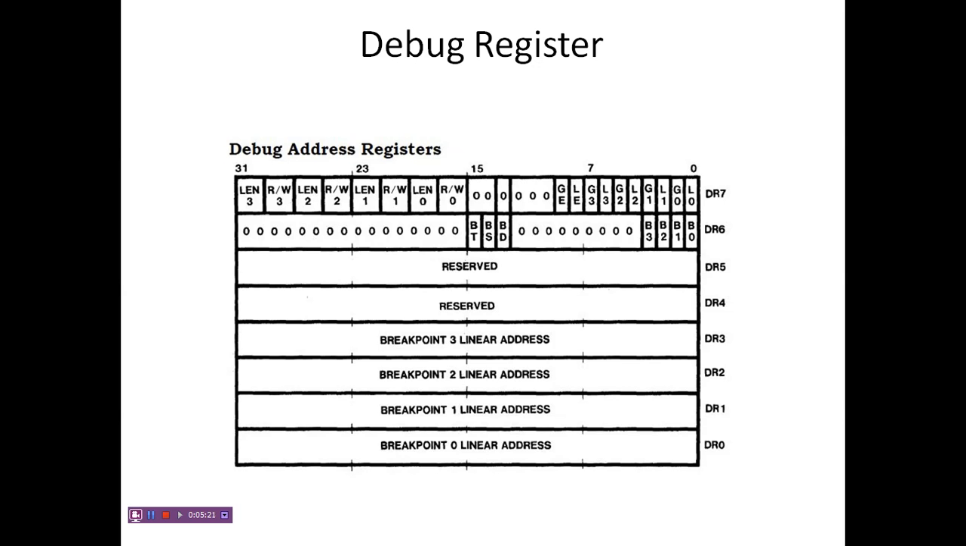These registers are accessed by MOV instructions. A debug register may be either the source operand or the destination operand. The debug registers are a privileged resource. An attempt to read or write the debug registers when executing at any other privilege level causes a general protection exception. This figure shows the format of the debug registers.